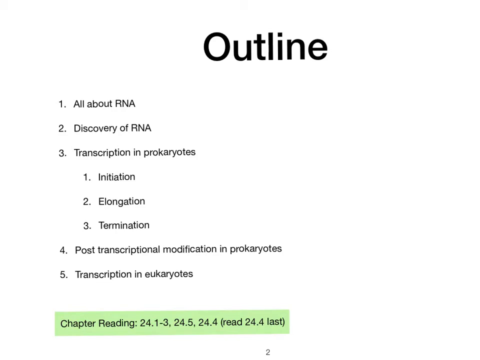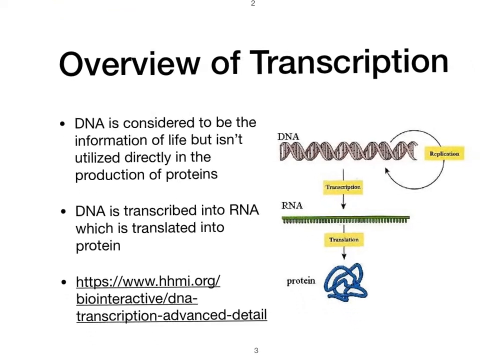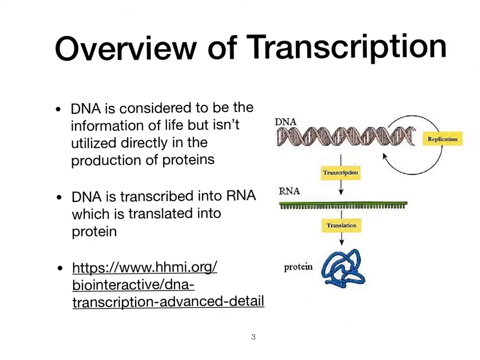So this is part 1 of chapter 24. So transcription. Just as a reminder, DNA is the information of life. But what we don't see is a direct utilization of DNA to create protein. We first need to pass through the RNA phase. So in this case, we've discussed the replication of DNA. Now we're going to discuss the transcription into RNA. Eventually, and after this chapter, we will discuss the translation.